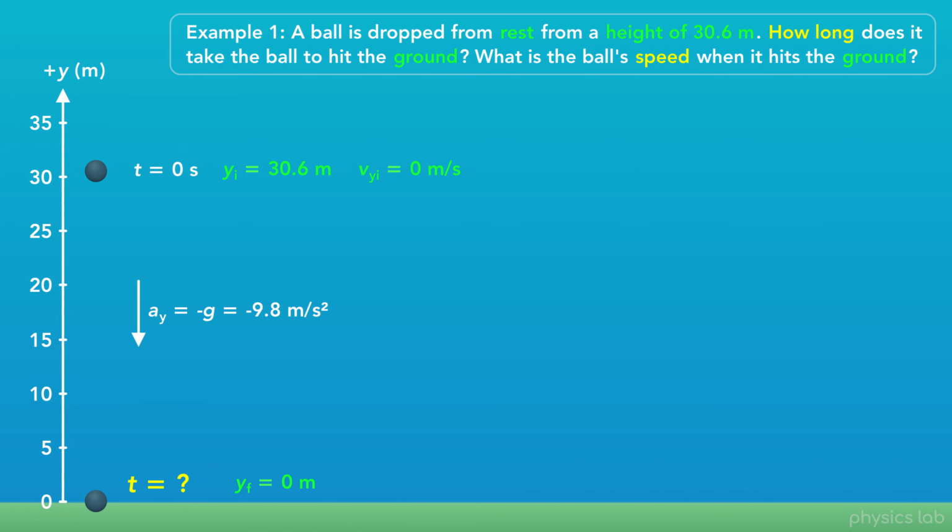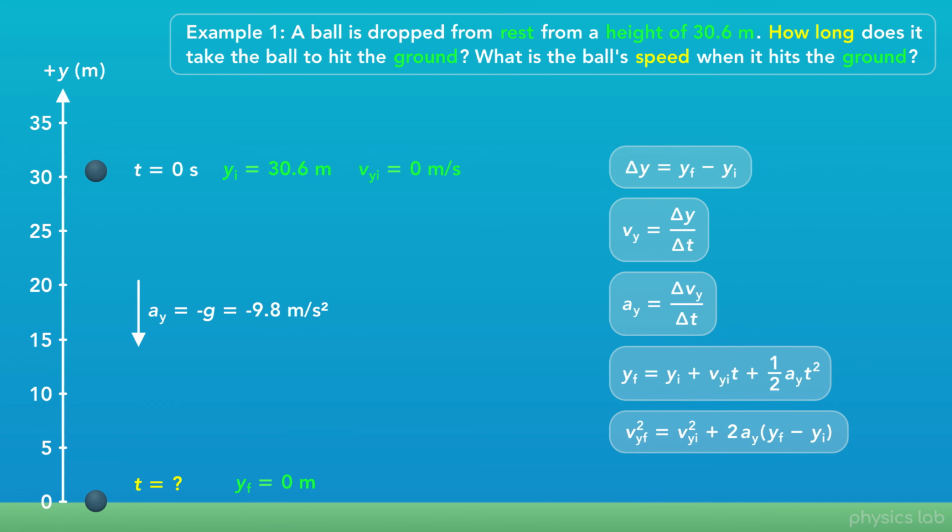Alright, so first, how long does it take the ball to hit the ground? The ball starts with 0 velocity, then it accelerates downwards, and we want to find the time when the y position is 0. Which equation can we use for that? The first equation for displacement doesn't involve time. The second equation only applies if there's no acceleration and the velocity is constant, or it can tell us the average velocity. We're not really going to use this equation in the y direction.